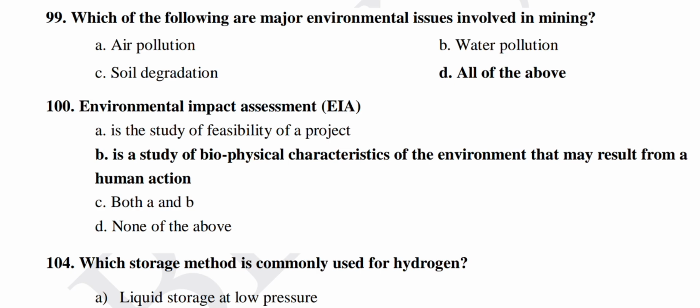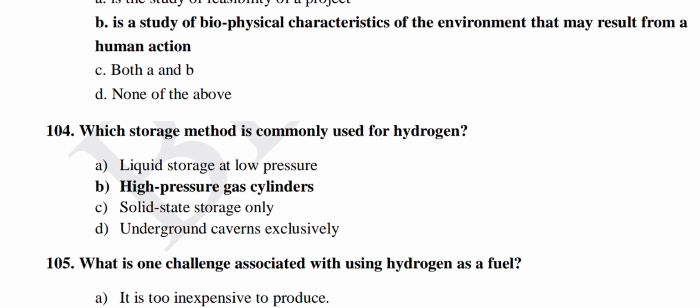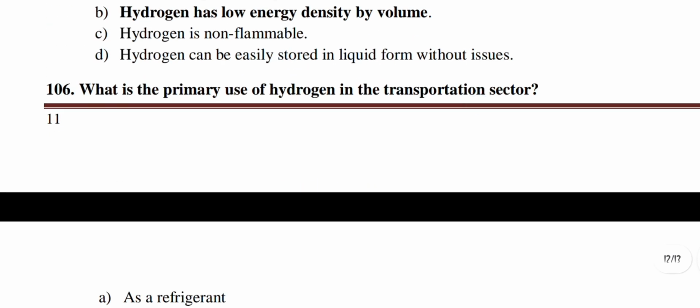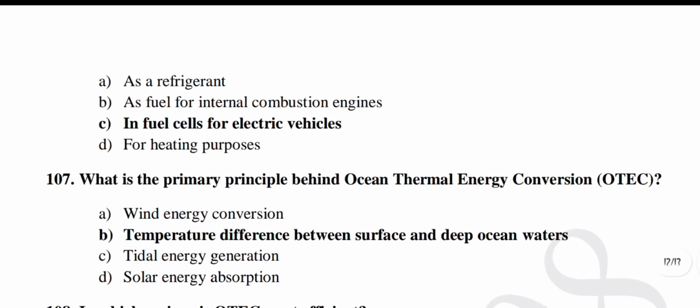Which storage method is commonly used for hydrogen? High pressure gas cylinders, Option B. What is the challenge associated with using hydrogen as a fuel? Option B, hydrogen has a low energy density by volume. 106. What is the primary use of hydrogen in the transportation sector? The answer is C, in fuel cells for electric vehicles.